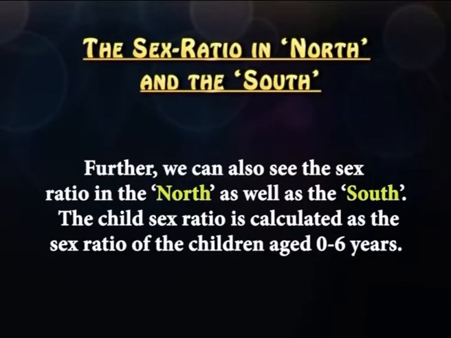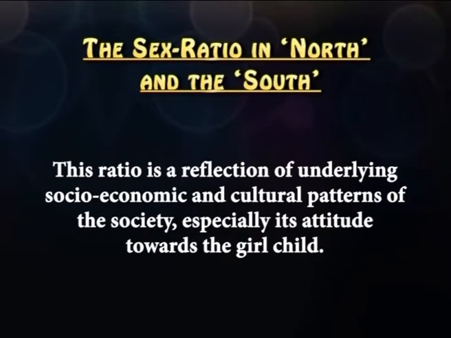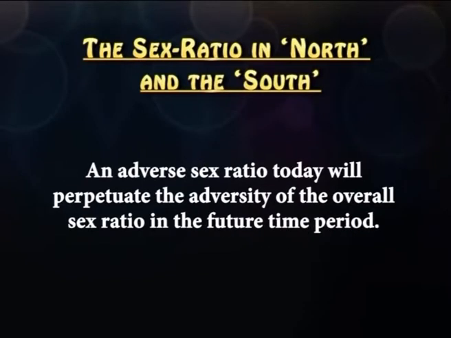Further, we can also see the child sex ratio in the north as well as the south. The child sex ratio is calculated as the sex ratio of the children aged 0 to 6 years. This ratio is a reflection of underlying socio-economic and cultural patterns of the society, especially its attitude towards the girl child. An adverse sex ratio today will perpetuate the adversity of the overall sex ratio in the future time period.